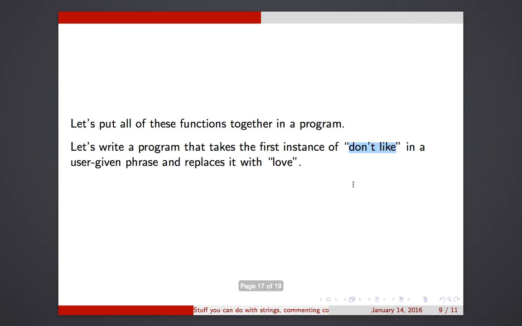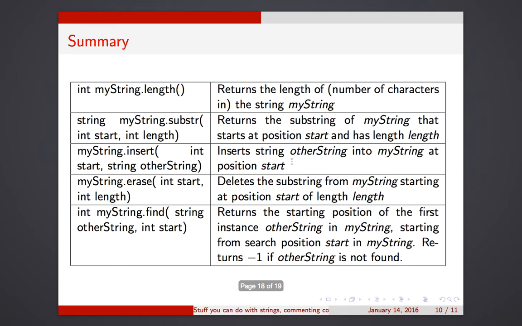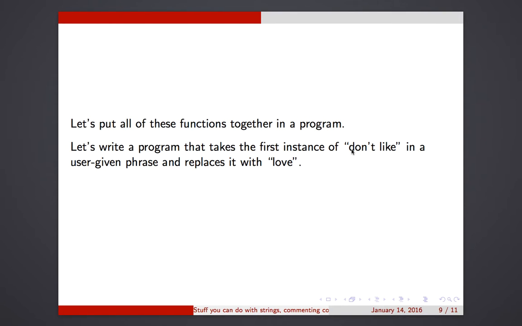Okay, so if you want to take the first instance of "don't like" and replace it with something, it seems to me the first thing you should do is find the "don't like", or at least find its position. So we've done that. Now the question is, how do you replace this substring with another string? If I go to my little table of functions here, we don't have a replace function, do we? We have a length, a substring, insert, erase, and find. We don't have a dot replace anywhere. The reason we don't have a dot replace, though, is because you can get the same effect by simply erasing something and then inserting what you want to replace. So to replace "don't like" with "love", all we have to do is erase "don't like" and then insert "love".